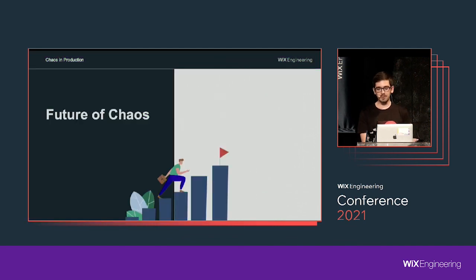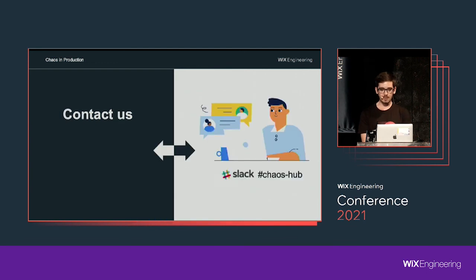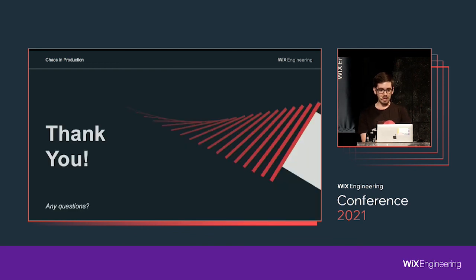The future of chaos is to get to the biggest blast radius and hopefully kill a whole data center, and set up out-of-the-box chaos experiments for every single artifact. If you're interested in chaos engineering and you want more details, you can contact us through our Slack channel, Chaos Hub. And that's it for now. Thank you.